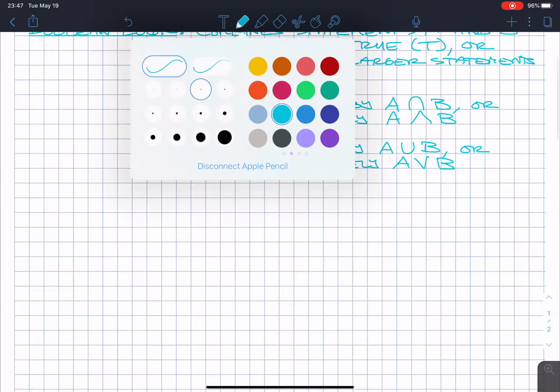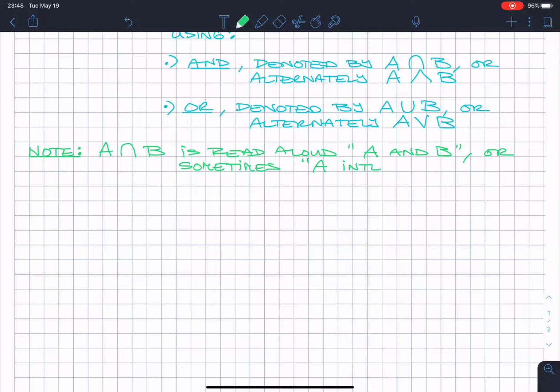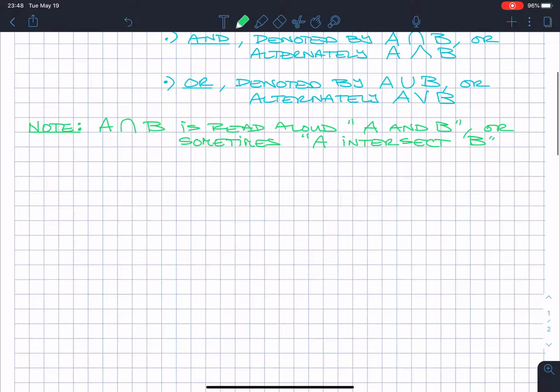Okay, and let's note, how do I actually say these? So note, A and B is read aloud A and B, or alternately, sometimes A intersect B. These both mean the same things when we're talking about statements.